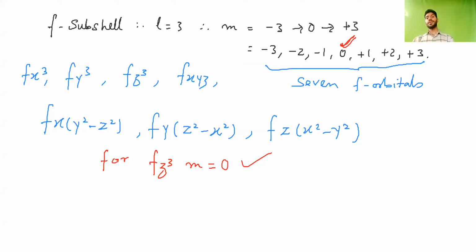And in case of f subshell, we have 7 f orbitals, that's fx cube, fy cube, fz cube, fxyz, and similarly fx(y square minus z square), fy(z square minus x square), and similarly fz(x square minus y square). So this is your magnetic quantum number that is represented by small m.